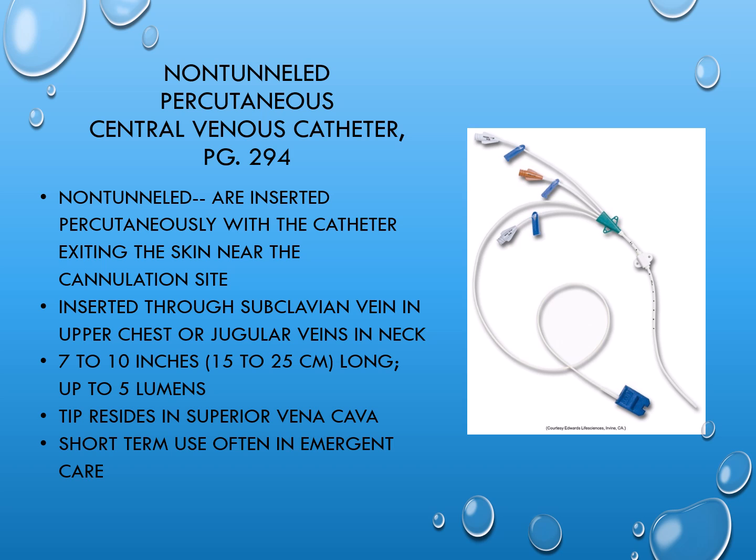Non-tunneled percutaneous central venous catheter. These are inserted percutaneously with the catheter exiting the skin near the cannulation site. It's inserted through the subclavian vein in the upper chest or jugular veins in the neck, usually about 7 to 10 inches long and can be up to 5 lumens. The tip resides in the superior vena cava. Placement is confirmed by a chest x-ray. These are for short-term use, most often in emergent care.